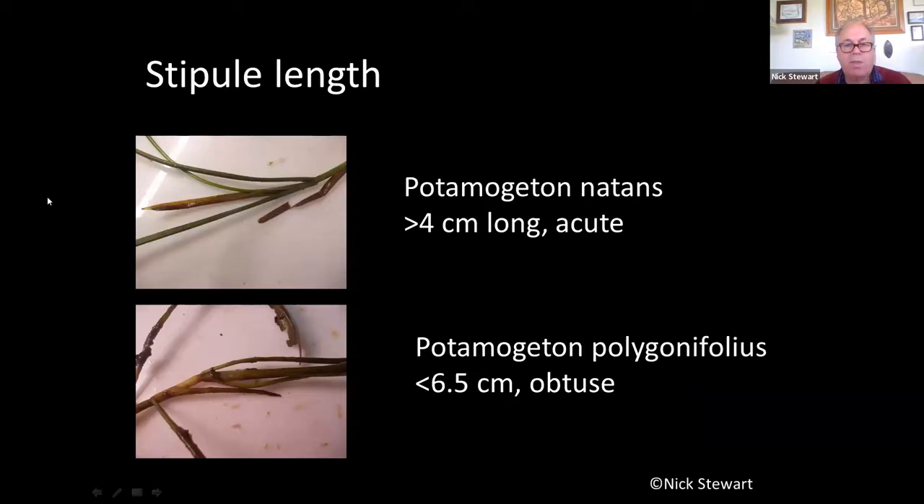Another useful character for separating the two is the stipule. The stipules of Potamogeton natans are large, often very large, can be as long as 10 centimetres in some cases, but they're quite stiff and they're acute, whereas those of polygonifolius are smaller. There is overlap there, but they're much smaller, they're floppier, and they're blunt-ended.